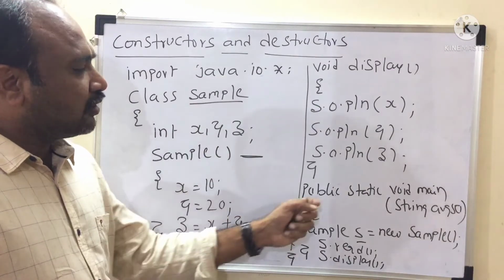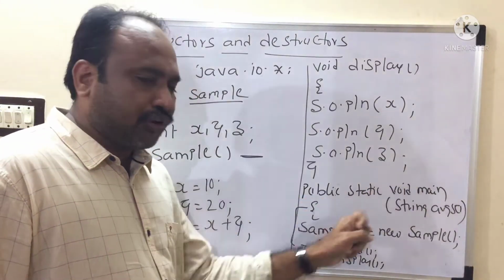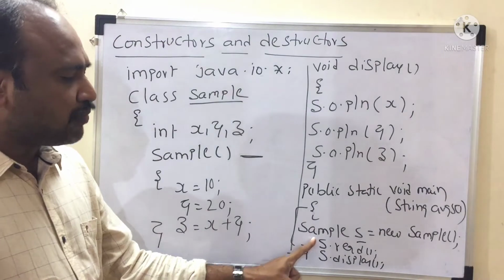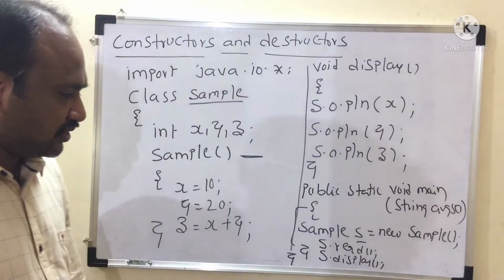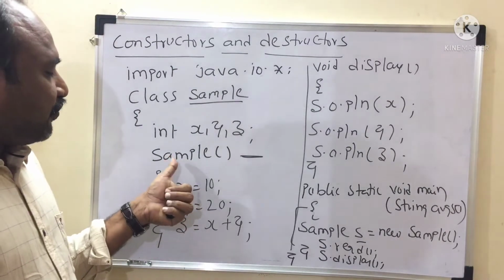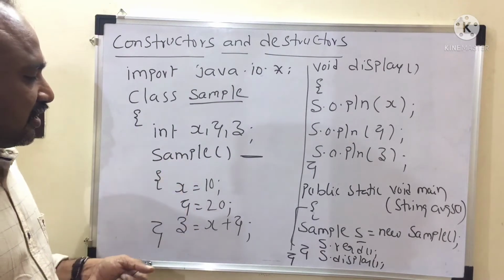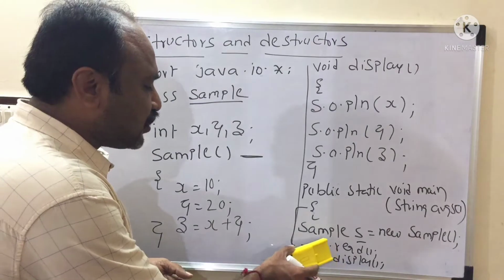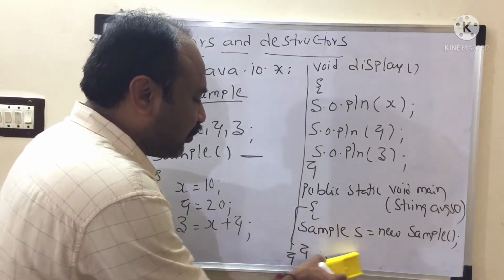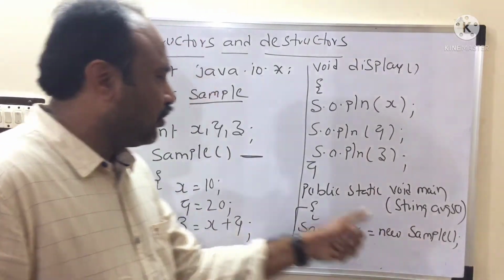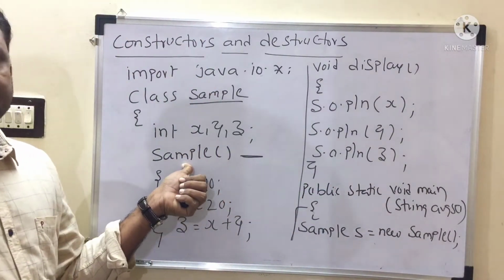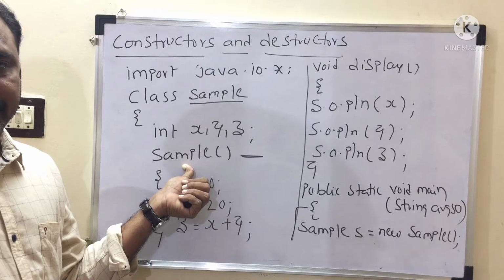Where we have to create an object? By writing the main program, we have to create an object. What is the syntax? Class name, object name equal to new class name followed by parenthesis. Now, if a class contains a constructor, constructors will be executed automatically when you create an object. When you create the object, sample s equal to new sample, this constructor will be executed automatically.